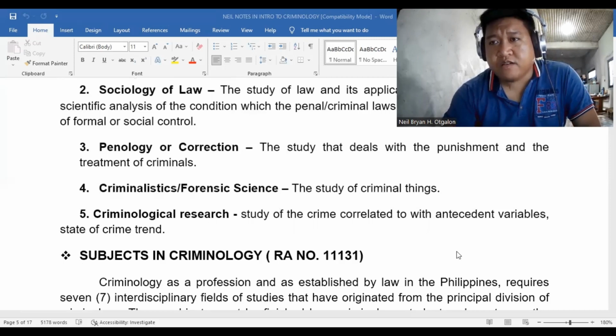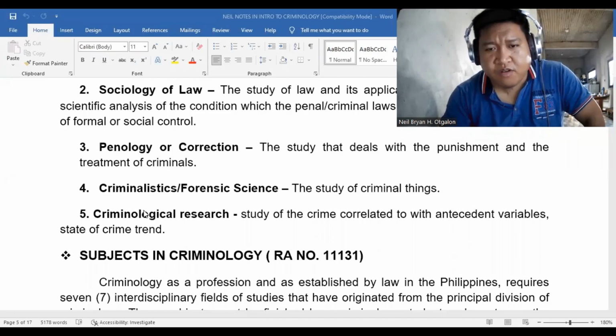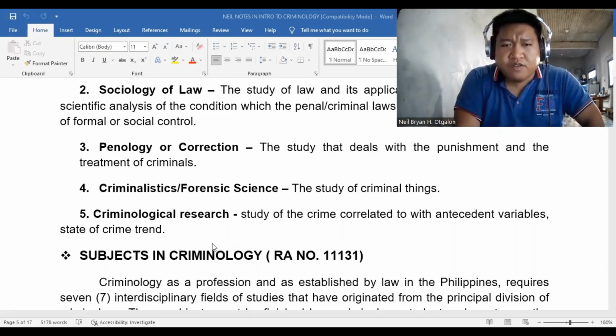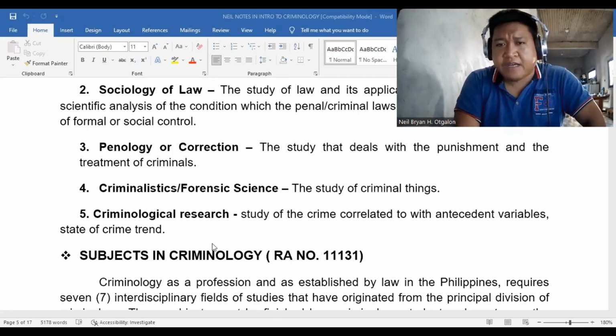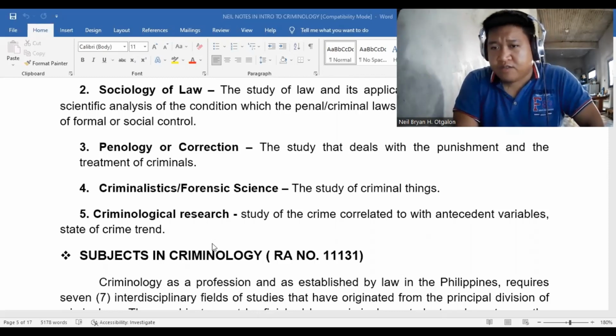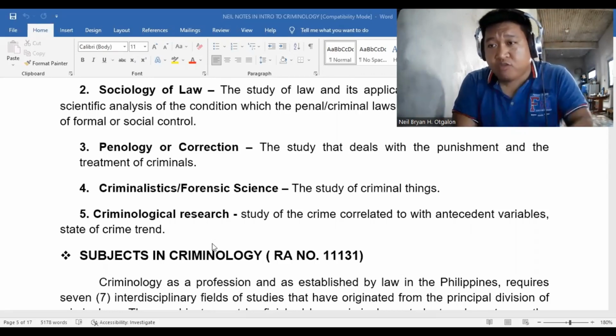So this criminological research, that is our fundamental tool in criminology. Now, that is a fundamental tool even in the time of Lombroso and Beccaria. They use criminological research aside from the use of sciences. Kasi si Lombroso, gumawa pa siya ng autopsy.